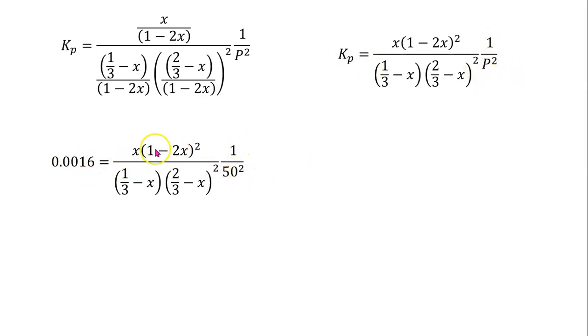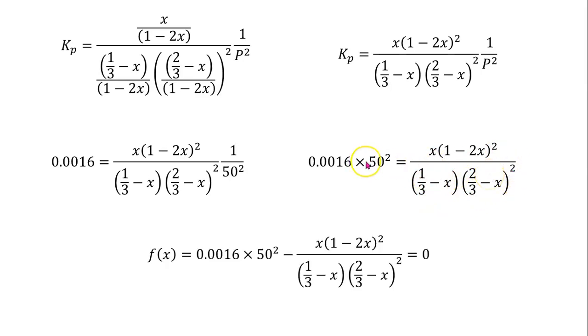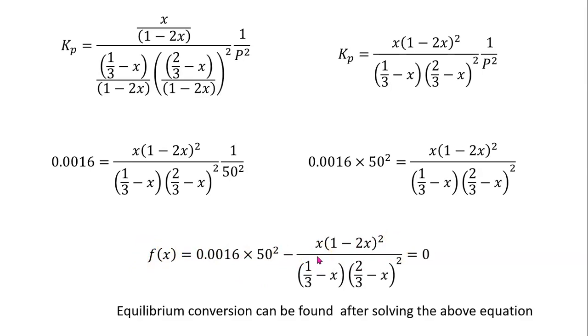So if we put all this and simplify, then we will get 0.0016 × 50² = x(1 − 2x)² divided by (1/3 − x)(2/3 − x)². Now if we take everything to the left-hand side, 0.0016 × 50² minus the whole expression will be equal to 0, and that is nothing but a function of x. Here we have to solve this equation for x, and that x will be the conversion, meaning how much is converted.